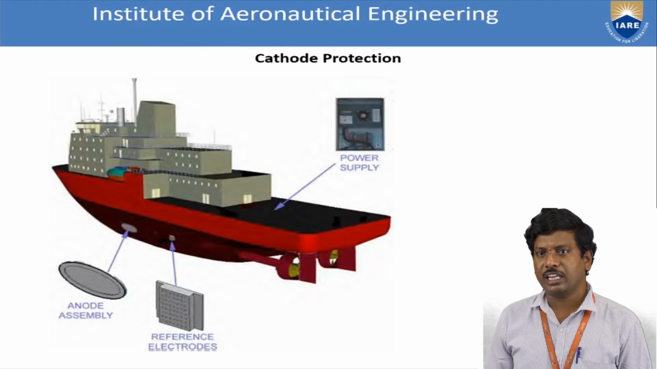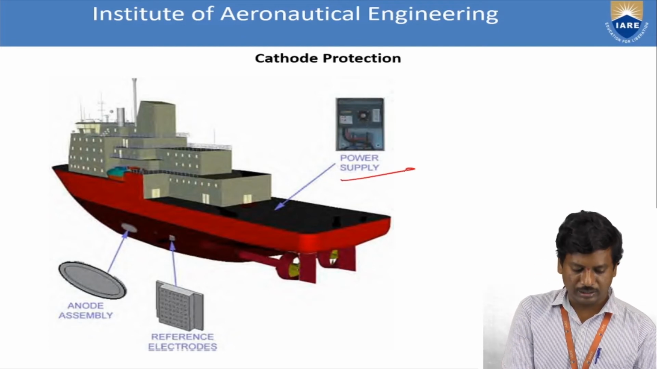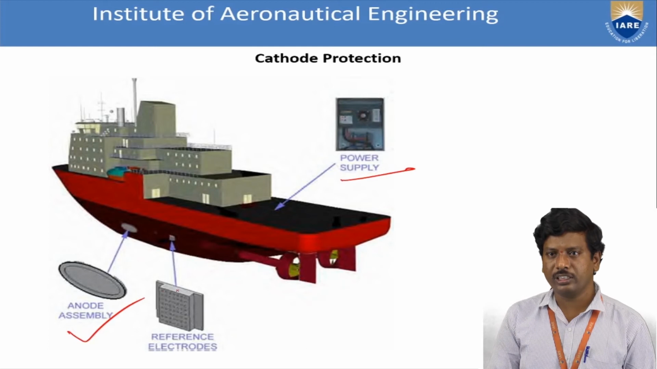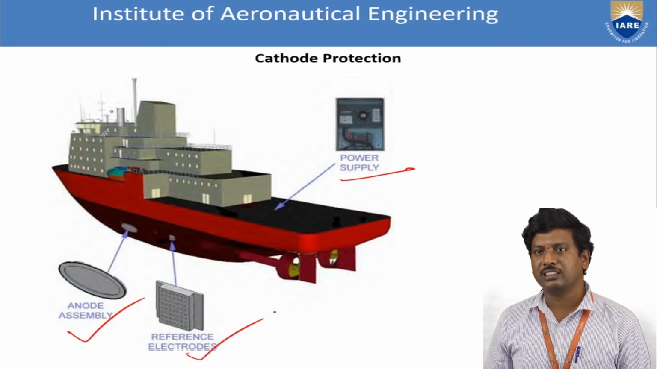Another one is cathodic protection. It is mainly observed at the bottom of the ship, that is, the hull of the ship. On the hull of the ship there is a power supply, and at the bottom there is an anode assembly and reference electrodes. These reference electrodes act as a sensing node on the hull of the ship. It is very important that whenever a ship moves, it is protected from corrosion.